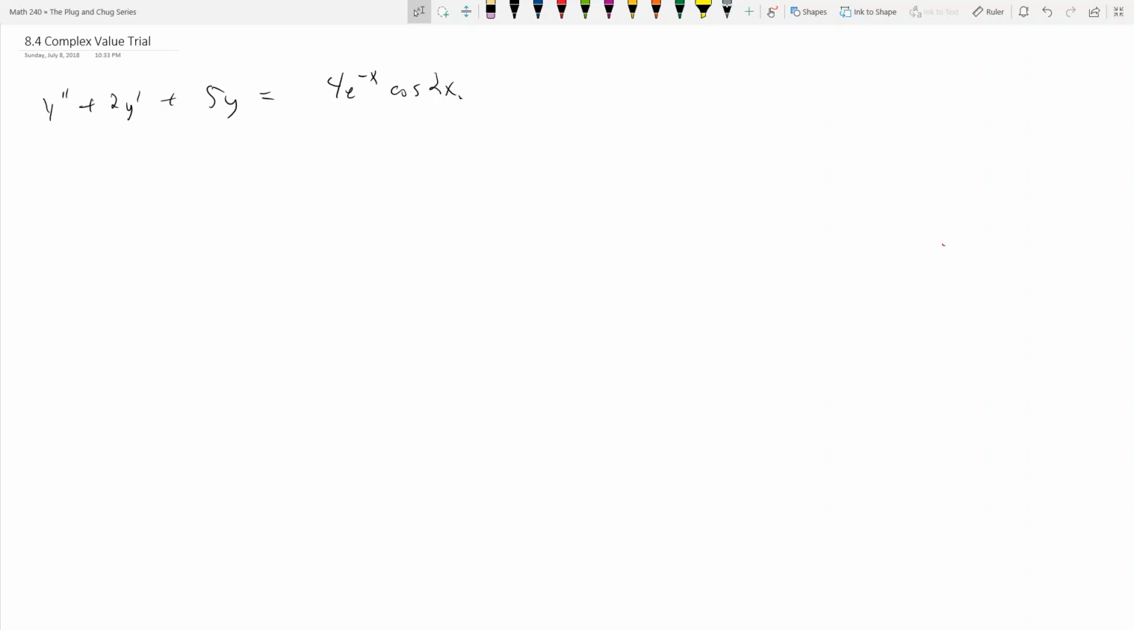So let's dive in. This is the problem I have right here: y double prime plus 2y prime plus 5y is equal to 4e to the negative x cosine 2x. Step one is always to solve the homogeneous, right? So in order to do that, we have y double prime plus 2y prime plus 5y is equal to 0.